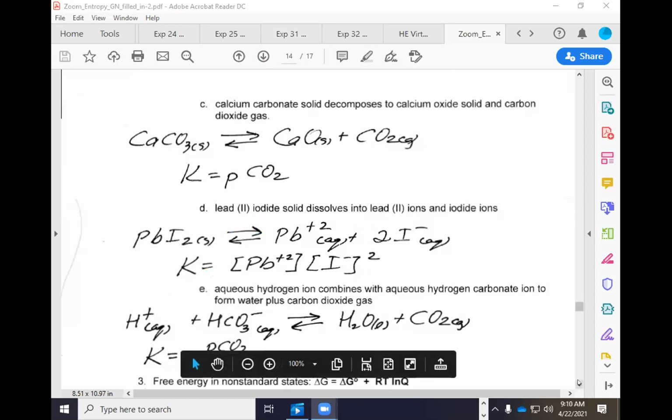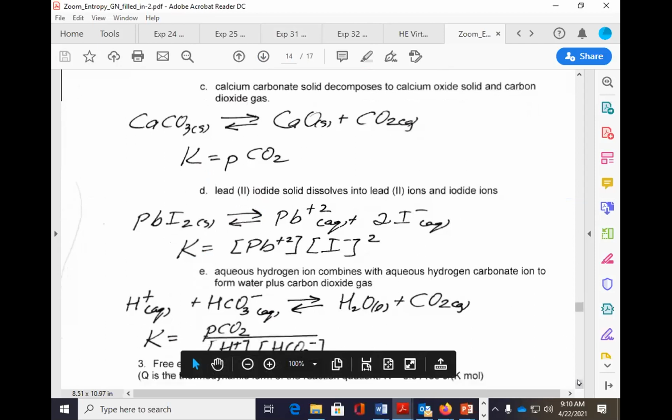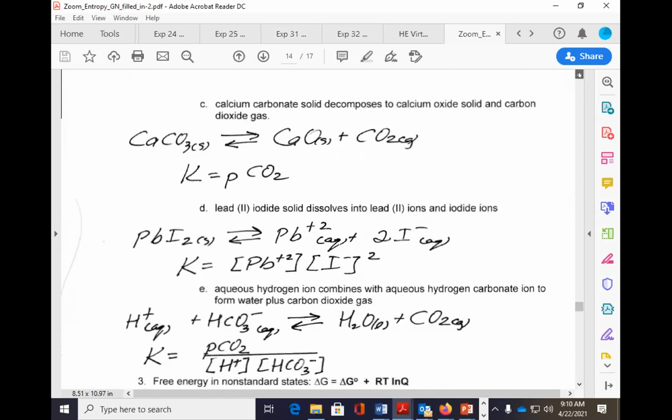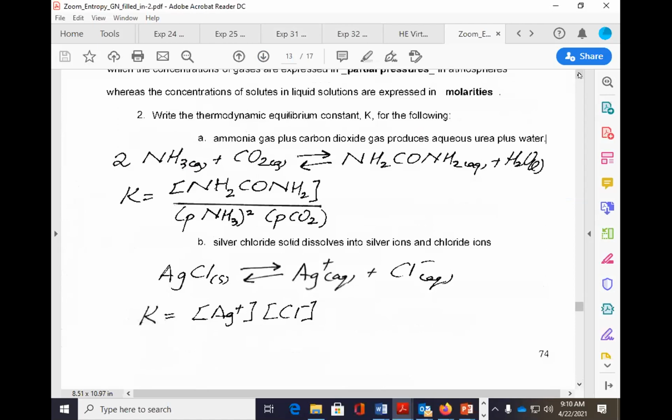Okay, so we learned that when we put that little superscript 0, okay, so there's B, in case you missed it. Yeah, let me know if you have an issue.